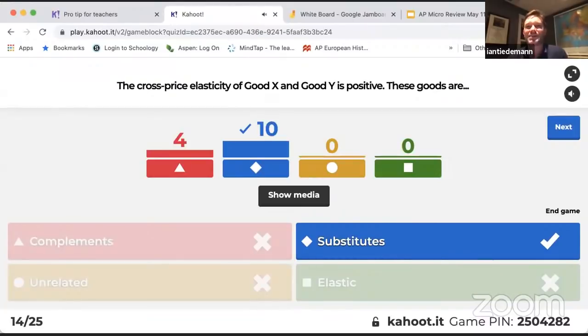All right, good to know those elasticity definitions, and most people did.